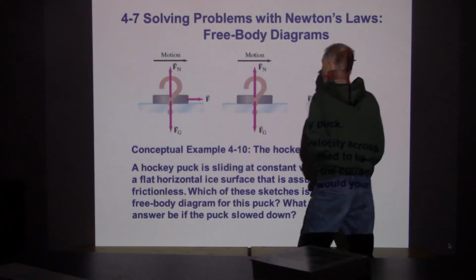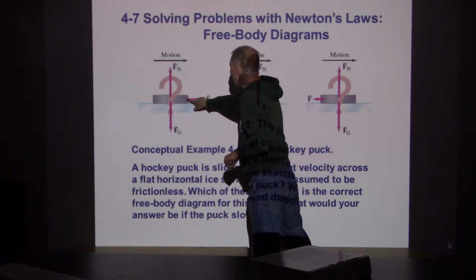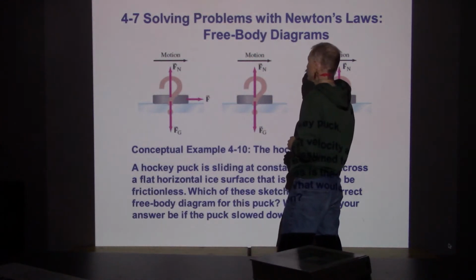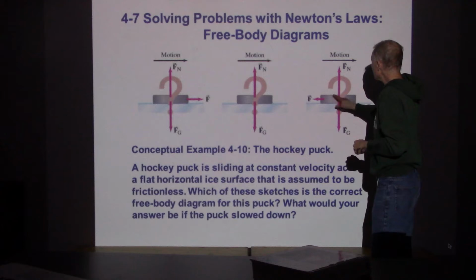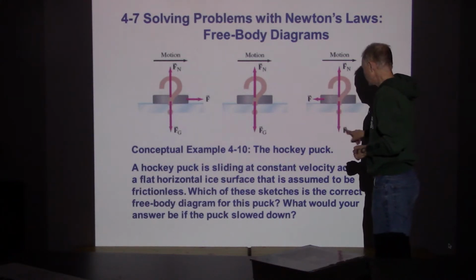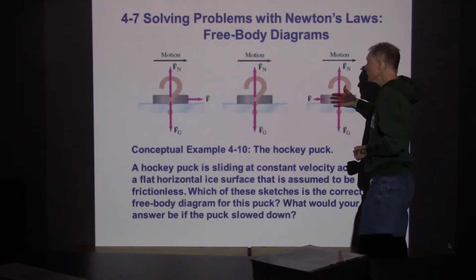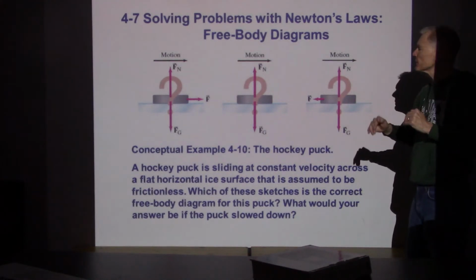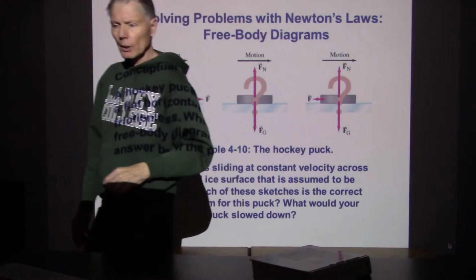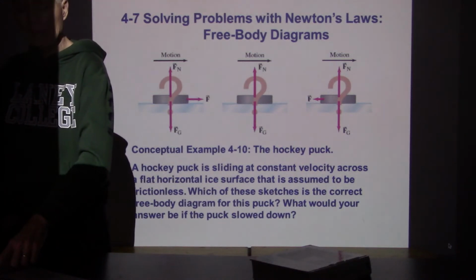We don't need any horizontal forces, so I think the one in the middle is the correct one. If there were a force in the direction it's traveling, it would go faster and faster. If there were a force opposite, it would be slowing down. Now, in reality, ice does have some friction, and so that is what would really happen. But if it's truly frictionless ice, the force diagram would not contain any frictional force. It would be maintaining constant velocity because there are no forces acting on it.